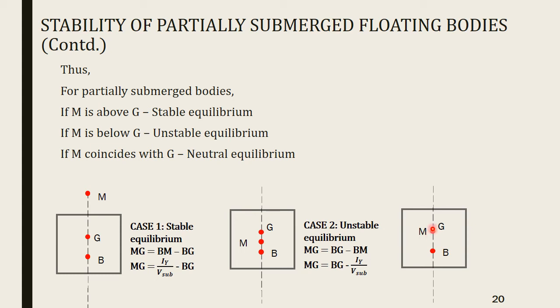Case 3 is when the metacenter coincides with the center of gravity, that is neutral equilibrium, and in this particular case MG is equal to 0. So how do you understand the stability criteria of a body, or how, from the metacentric height, would you be able to comment about the stability of a body?